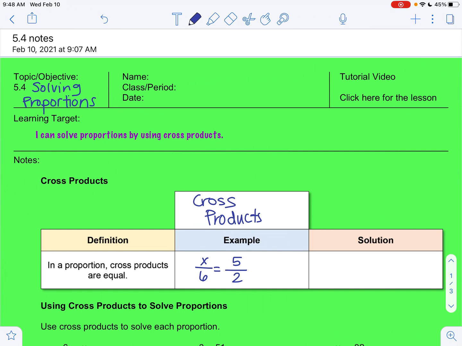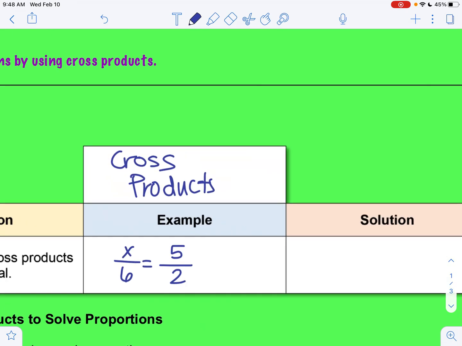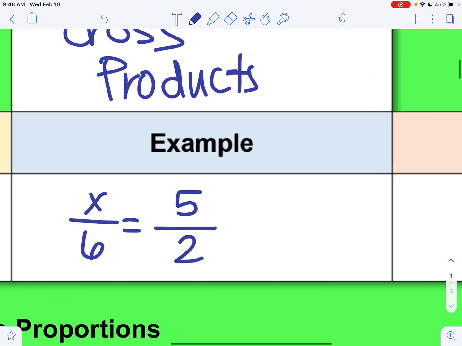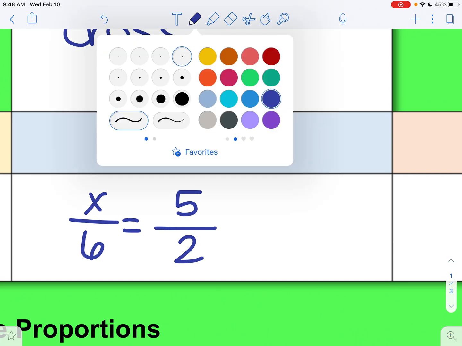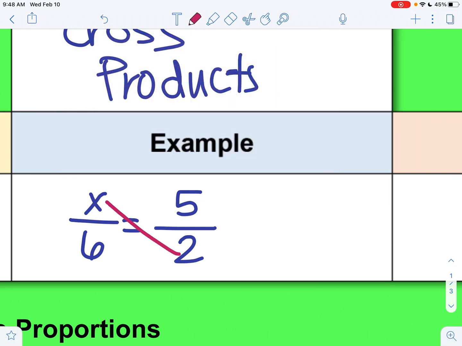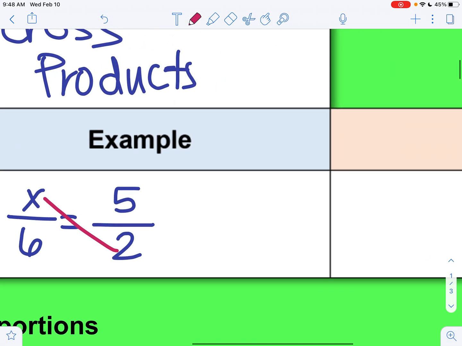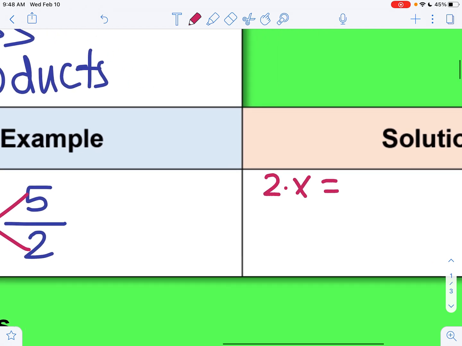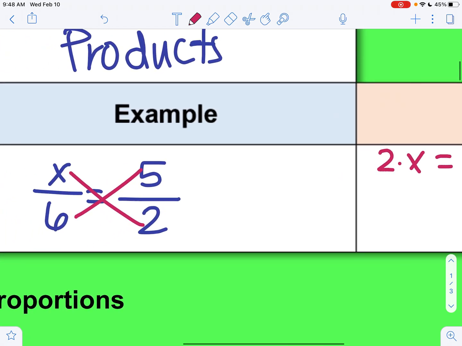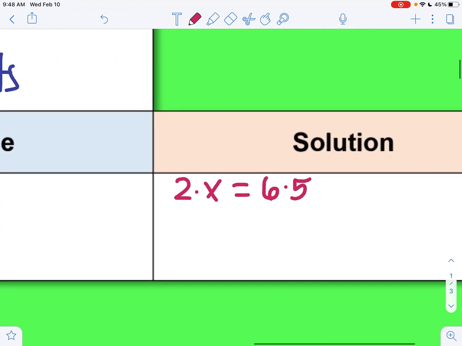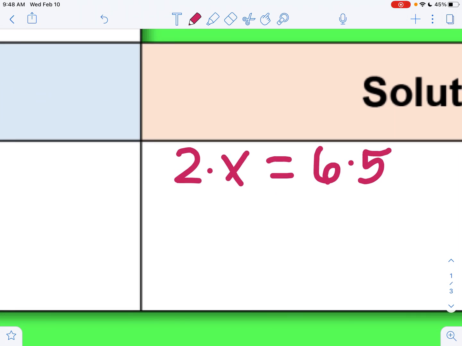In a proportion, cross products are equal. So what that means is if we have this example, x over 6 is equal to 5 over 2, we are going to cross multiply. So we're going to take x times 2, and that's going to be equal to 6 times 5. Alright, so that is how we set up cross products. Now we're going to work on solving this proportion so that we can figure out what x is.